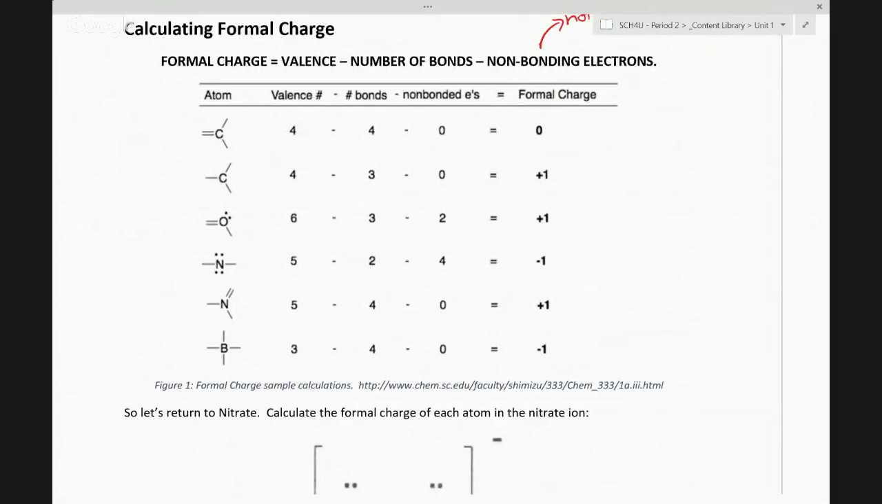So it gives a few examples here. It gives an example of carbon here, in this case, making 4 bonds, 2 single and 1 double. And so carbon's valence is 4. In this case, it's making 4 bonds, so we subtract that. It has no lone electrons, so we don't have to subtract anything there. And 4 minus 4 is 0. So in this case, carbon has a formal charge of 0, which means it's making the expected number of bonds.